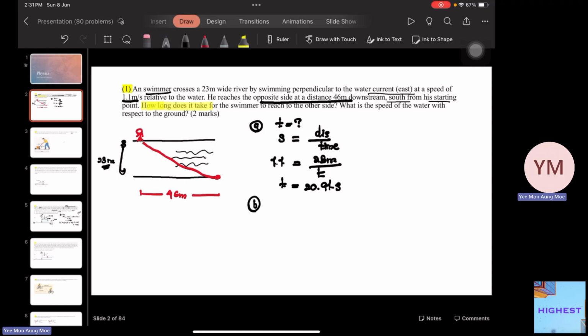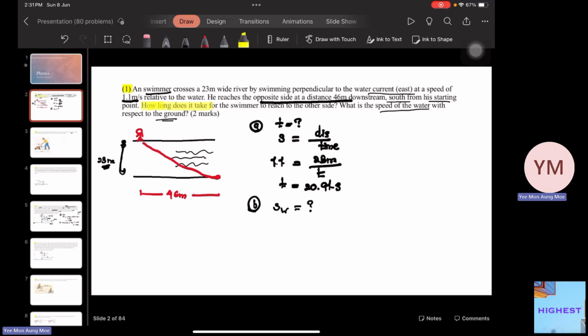Okay, let me move to part B. What is the speed of the water with respect to the ground? They're asking for the speed of the water, so let me write W with a question mark. This is not the speed of the swimmer. This is the speed of the water with respect to the ground. Now we are focusing on the ground. The water flow is moving.